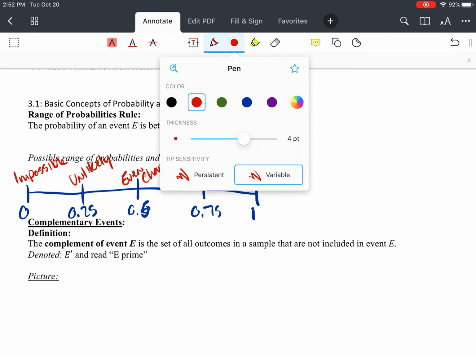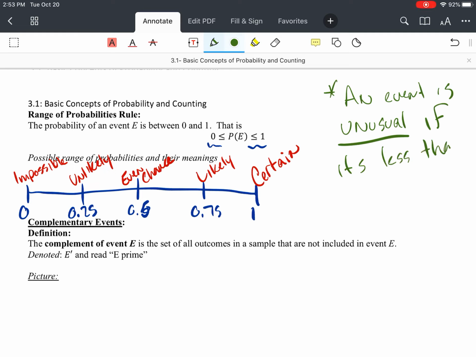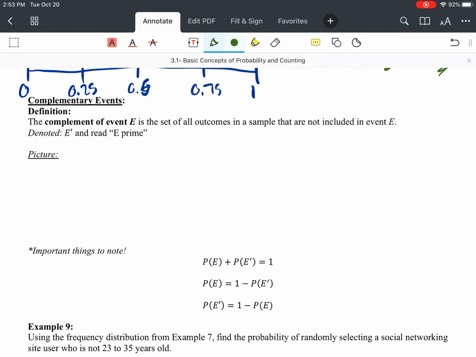One other thing that I want you to note, and this is an important one, is that we've talked about unusual before, but an event is unusual. In this case, our unusual is a little bit different if it's less than 5% or 0.05. If we find an event that's less than that, it is deemed unusual.